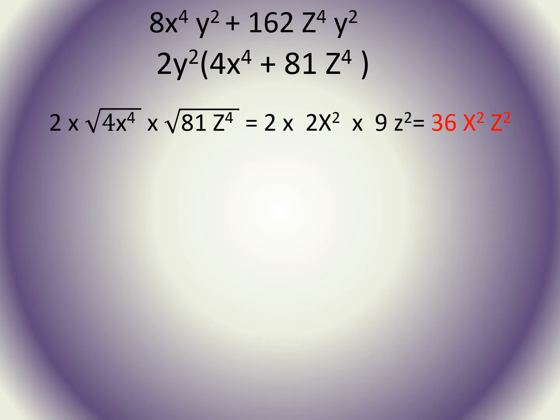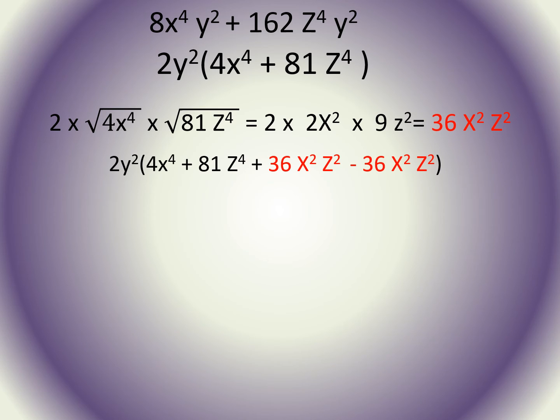2 times the square root of the first, 4x power 4, times the square root of the second, 81z power 4, equals 2 times 2x power 2 times 9 z power 2 equals 36 x power 2 z power 2. Now we will add and subtract 36 x power 2 z power 2 to the main expression, not to change the main expression, like this.